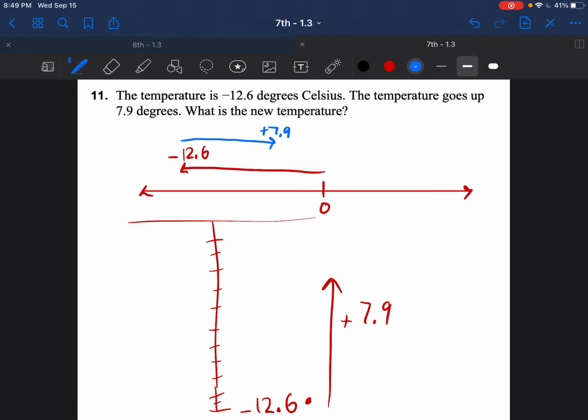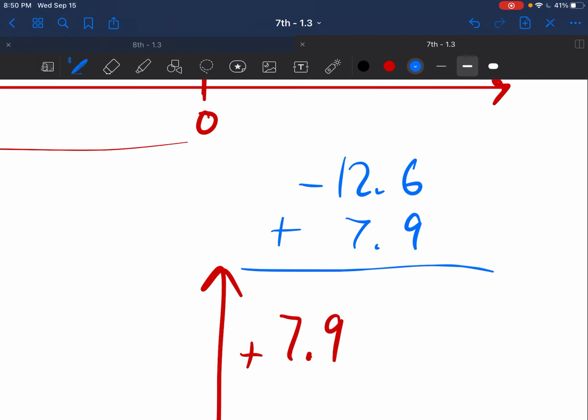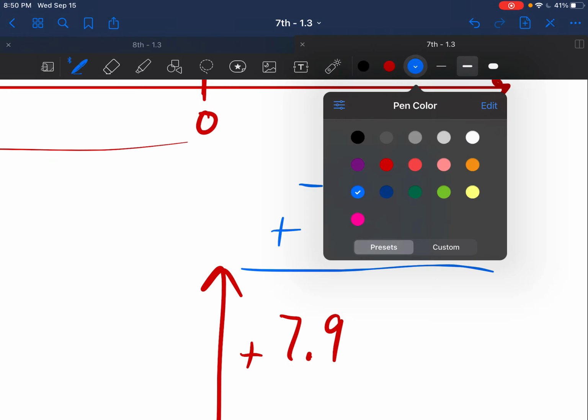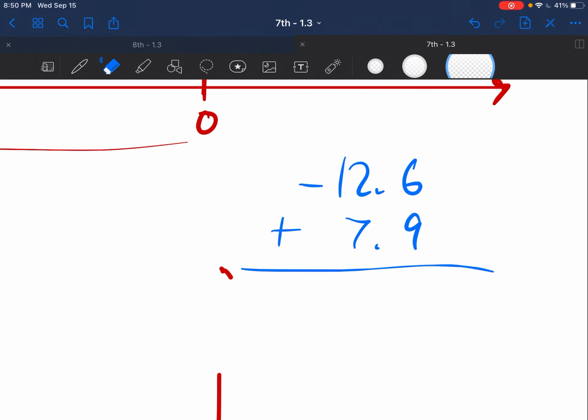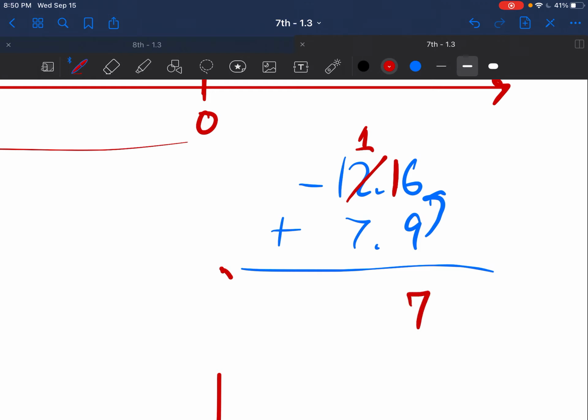So how do we add these two together? Well, let's see. We have negative 12.6 and a positive 7.9. Are they the same sign or different signs? They are different signs, which means we need to subtract. So let's subtract. Can I take 9 from 6? Nope. I gotta borrow. That turns into 1. That turns into 16. What is 16 minus 9? That's going to give you 7. Don't forget to drop down your decimal. Can I take 7 from 1? Nope. So I have to borrow. That turns into 0. That turns into 11. And then 11 minus 7 gives you 4.